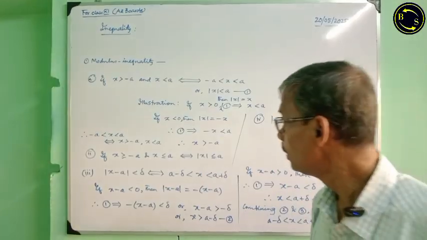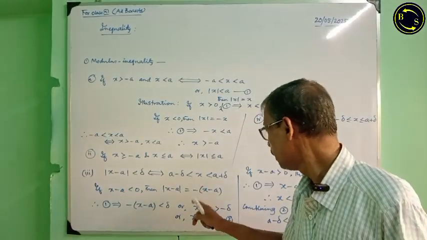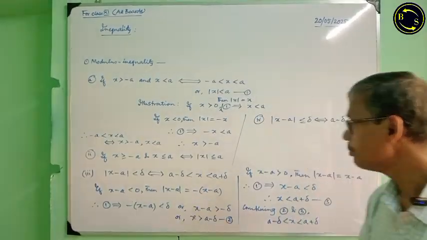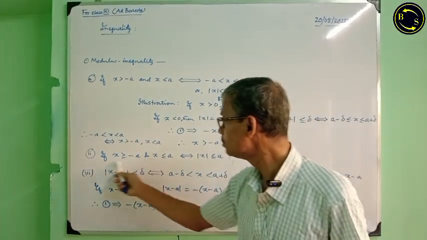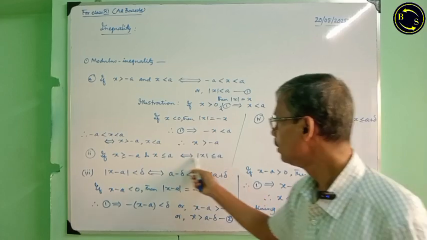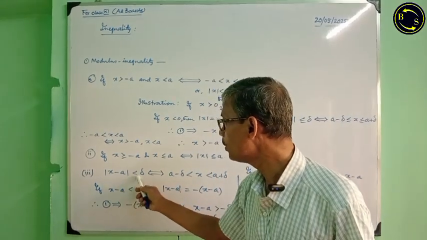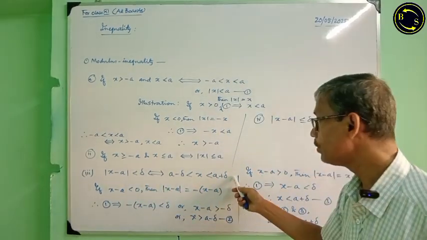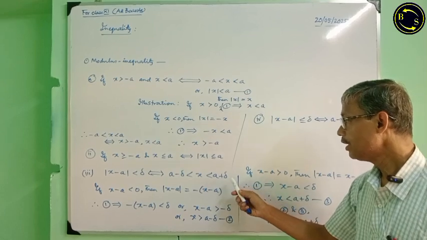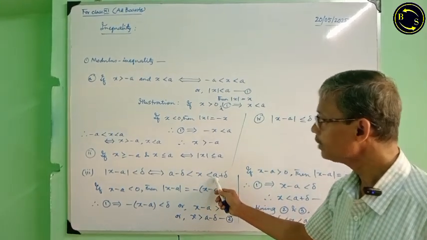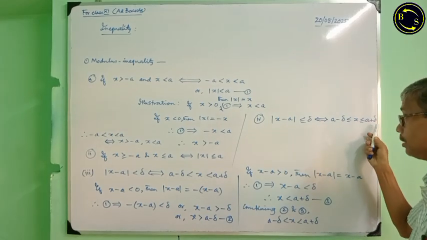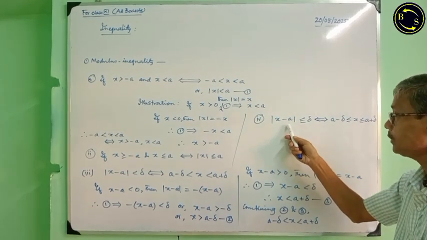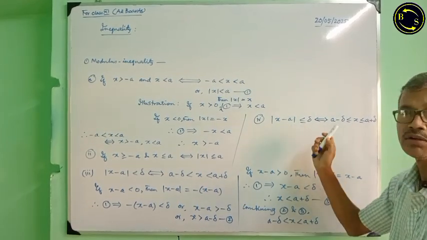I have tried here to make you understand step by step. Then, first of all, this one. This is modulus inequality form. This is inequality form. If we get this one, we shall write in the next step this one. If we get this one, then we shall write this one in the next step, and conversely.